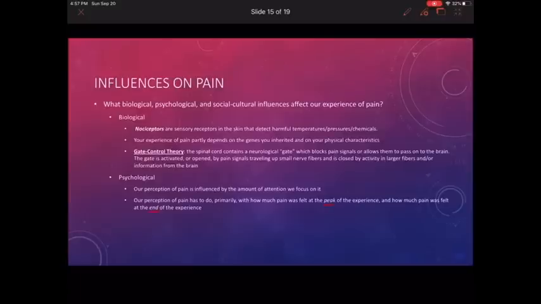So our perception of pain primarily has to do with how much pain we felt at the peak, at the worst part of the experience, and at the end of the experience.